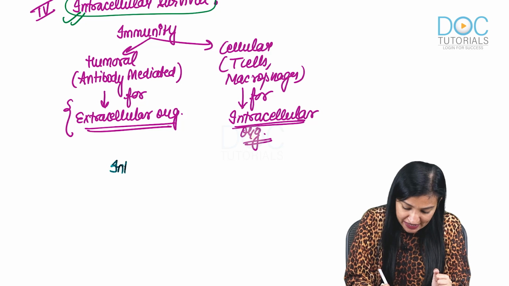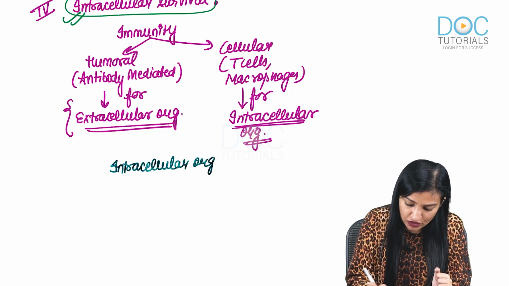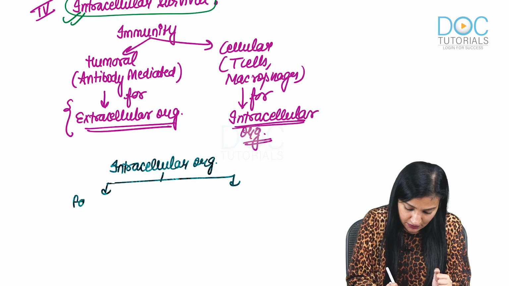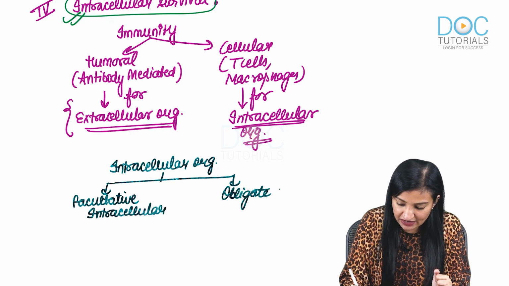Alright. So as far as intracellular survival is concerned, we have two categories. The intracellular organisms can be of two types: facultative intracellular and obligate intracellular.